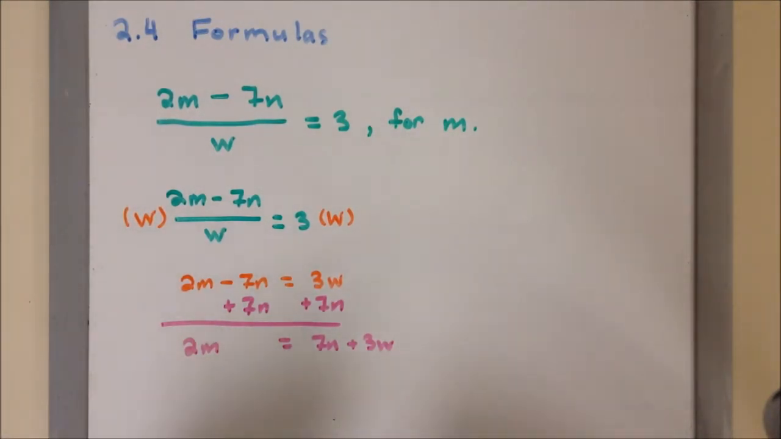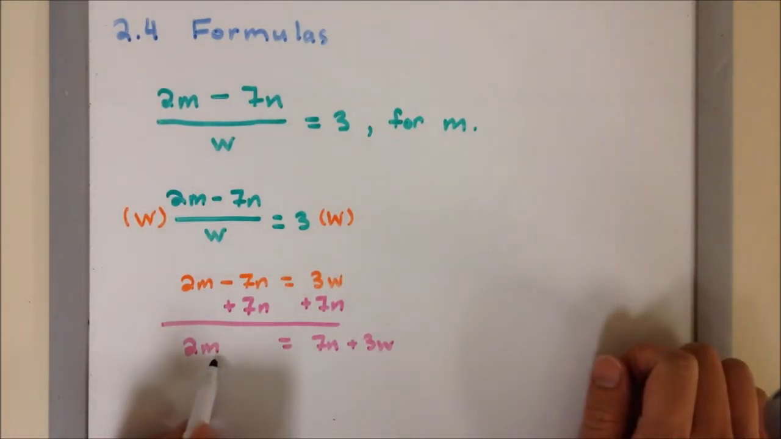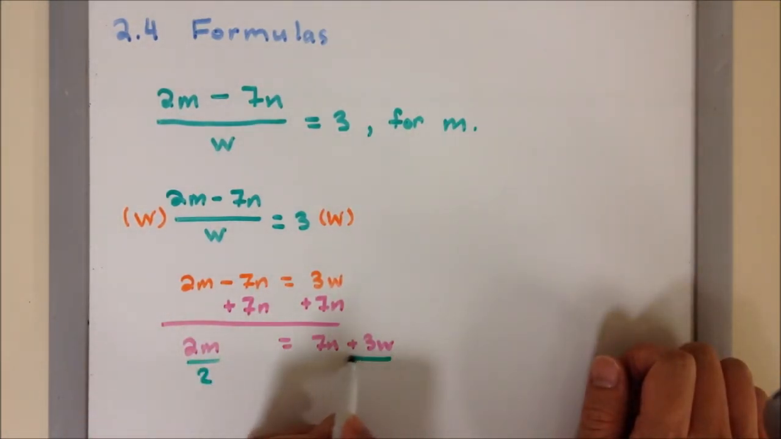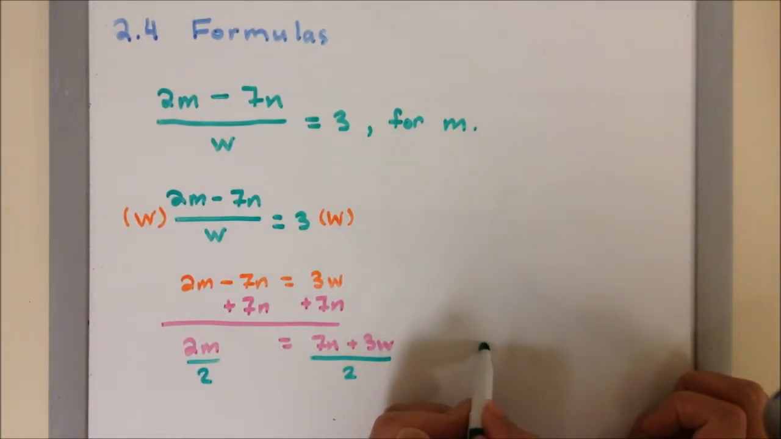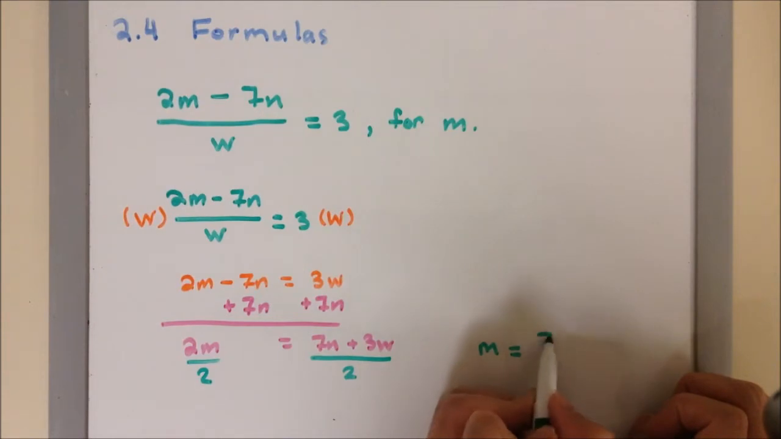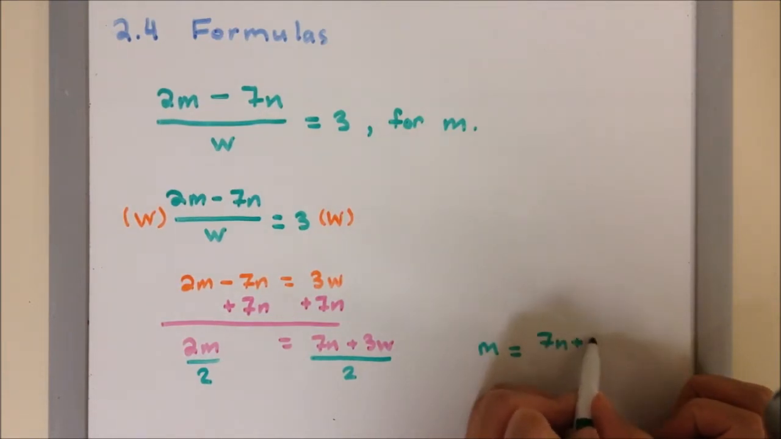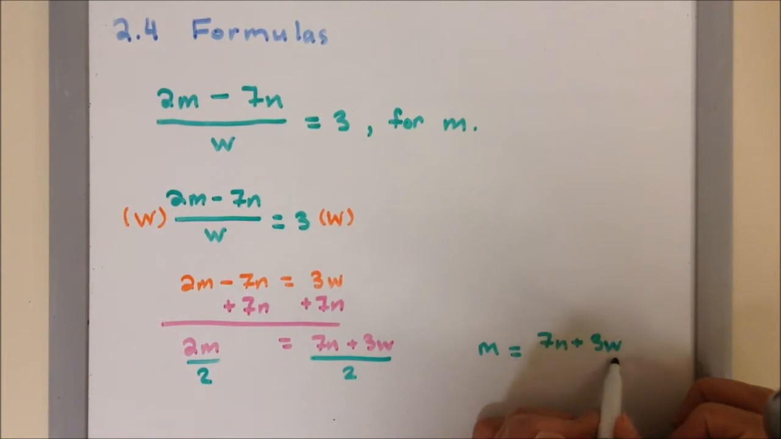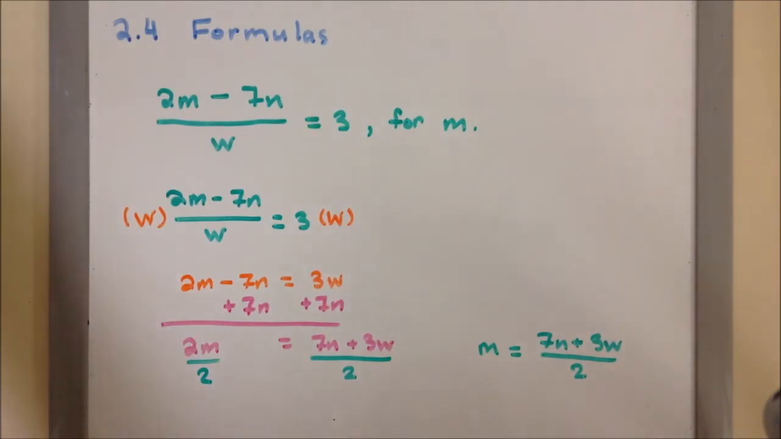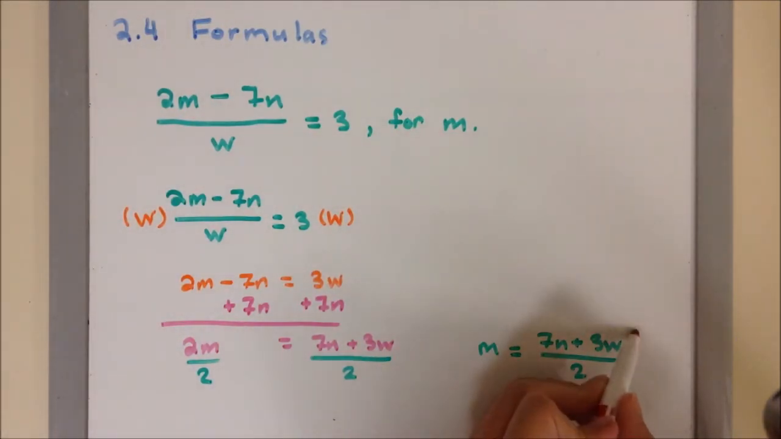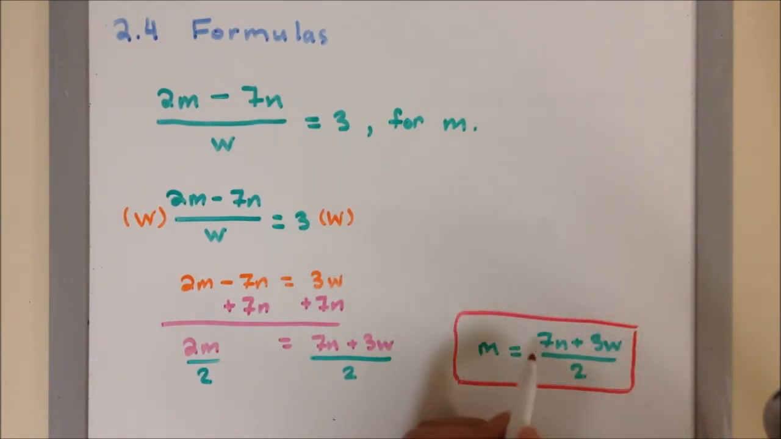I'm almost done. In order to get m by itself, I'm going to divide the left side by 2, then divide the right side by 2. So my answer is going to be m equals 7n plus 3w over 2. So that's going to be your final answer. Nothing to worry about. So we're good. So m is 7n plus 3w over 2.